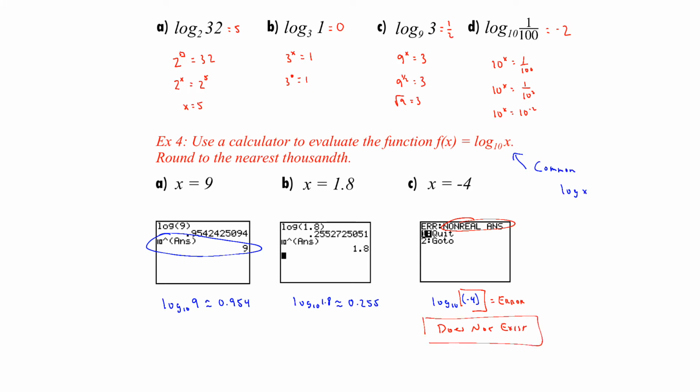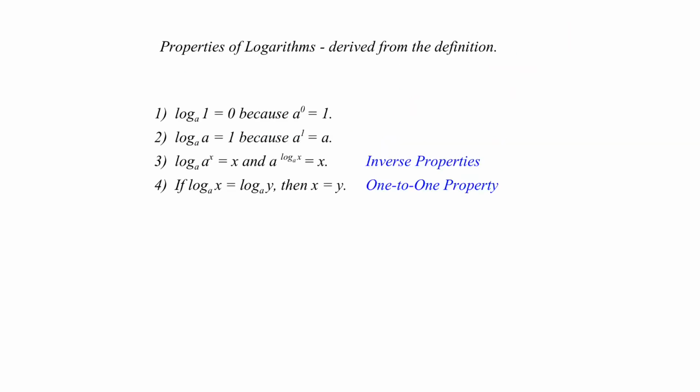So we have to be aware of why that's happening as we do each of these problems. There's some calculator things that you can just plug in. But once again, when you press log on your calculator, that's called the common logarithm, and that's base 10. Properties of logarithms, these are derived from the definition.